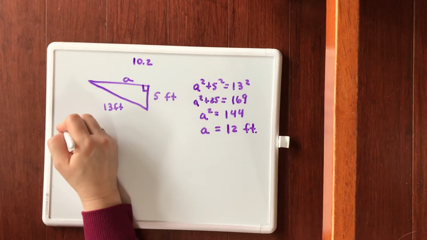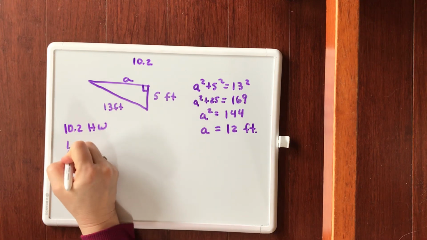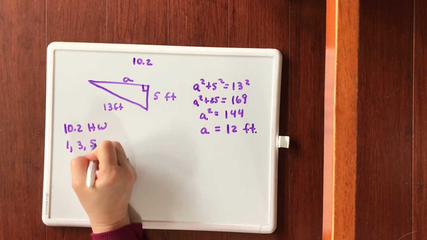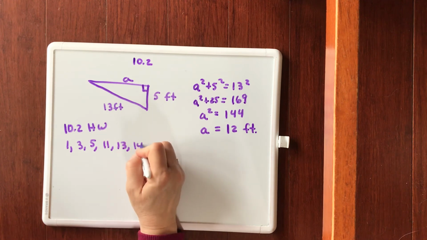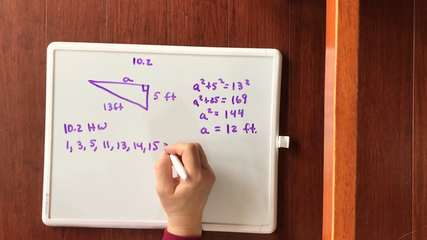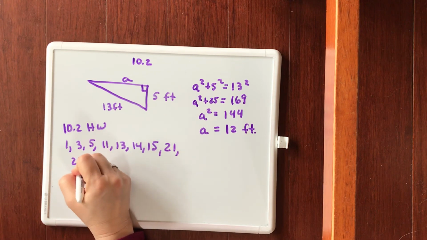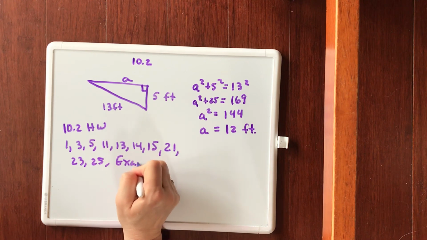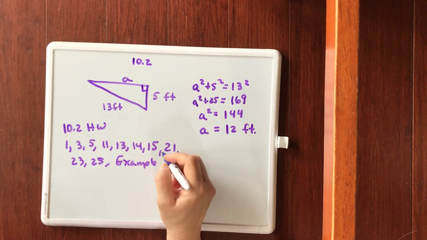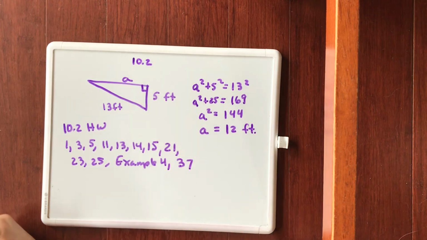Okay, so here's your homework, 10.2 homework. 1, 3, 5, 11, 13, 14, 15, 21, 23, 25, example 4, and then 37. All right, if you have any questions, please make sure to ask.